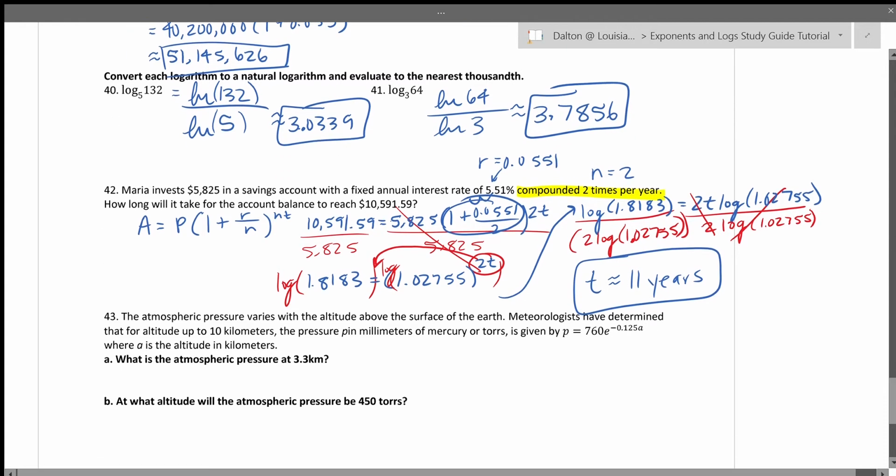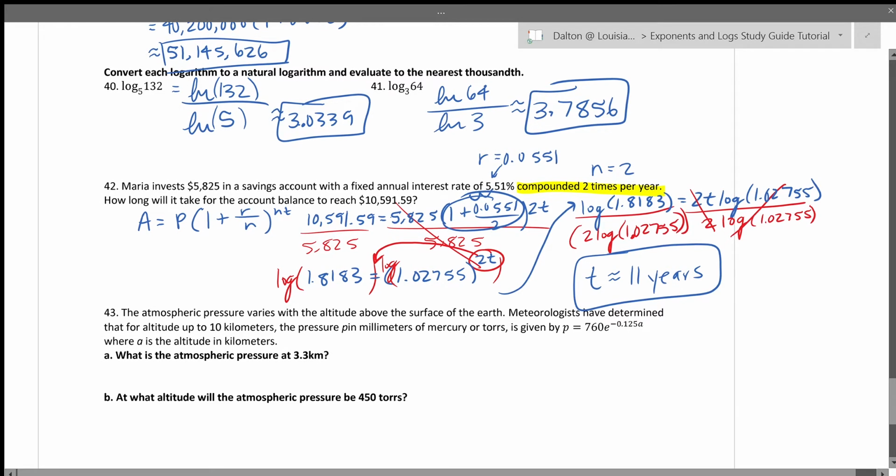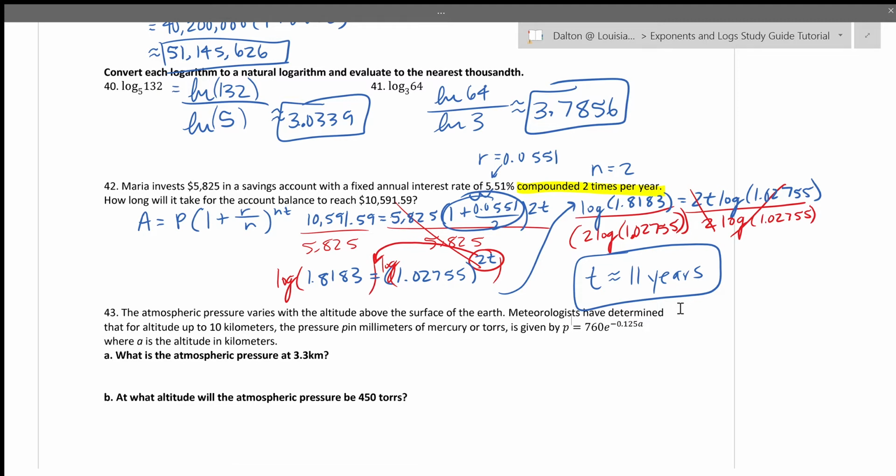Number 43, the atmospheric pressure varies with the altitude above the surface of the Earth. Meteorologists have determined that for an altitude up to 10 kilometers, the pressure P in millimeters of mercury, or torrs, is given by this equation. So if I give you an equation, you obviously are not going to pick one from the formula bank, where A is the altitude in kilometers. So part A says, what is the atmospheric pressure at 3.3 kilometers?